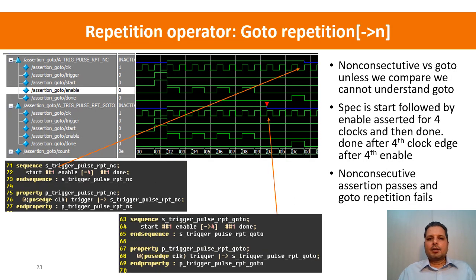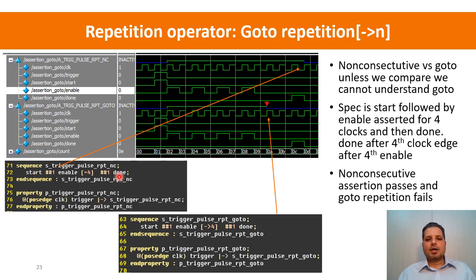Okay, let's take a look at the go to repetition example. As I had talked about, it is a slightly confusing type of an operator, and it's hard to understand unless we compare it with the non-consecutive, because as we talked about, it's a special case of non-consecutive. So let's do that. Okay, so here we are creating an example. So we have start followed by enable. I'm using a non-consecutive repetition operator for enable, and after 1 clock delay, we are expecting the done to be asserted.